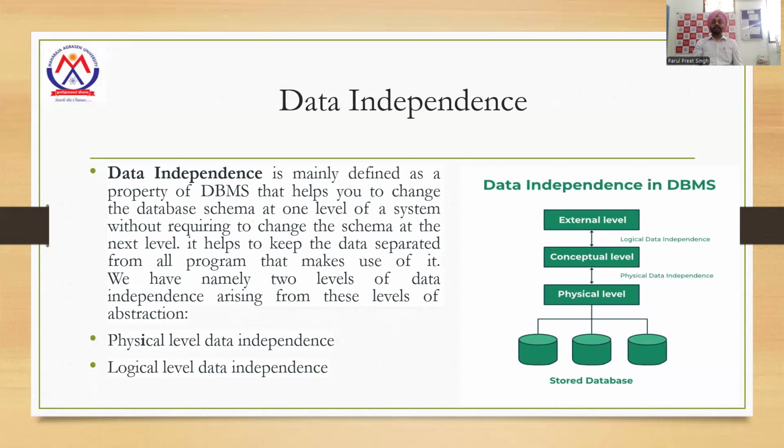Then comes data independence. Data independence is mainly defined as a property of DBMS that helps you to change the database schema at one level of a system without requiring to change the schema at the next level. It helps us to keep the data separate from all programs that make use of it. We have namely two levels of data independence. One is physical level data independence and second is logical level data independence.